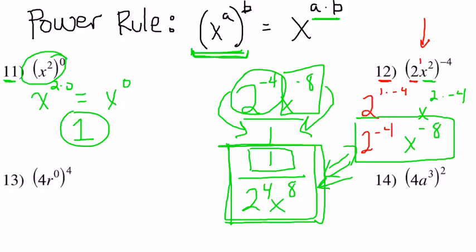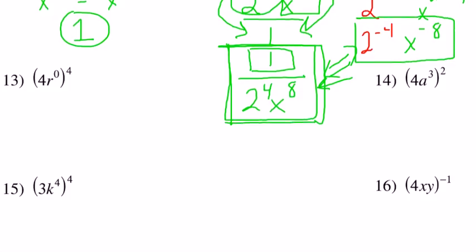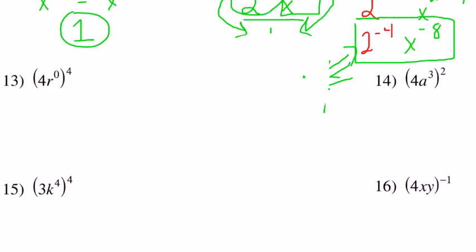Let's create a little bit of room for our last couple of problems here. Never mind me, I'm just going to get rid of this. And let's look at 13. So 13 is 4r to the 0 power, and then we are raising this entire quantity to the 4th power. How many terms do I see? I see this one right here. I also see this one. 4 is raised to the 1st power.